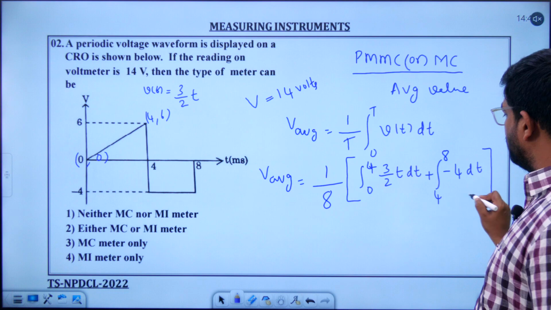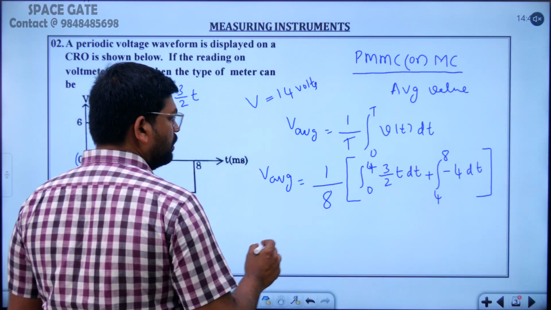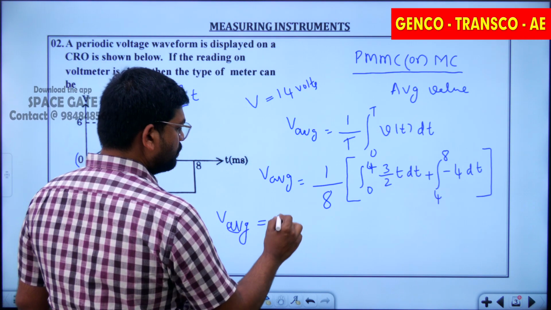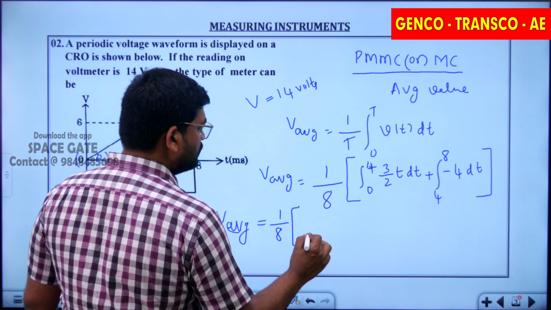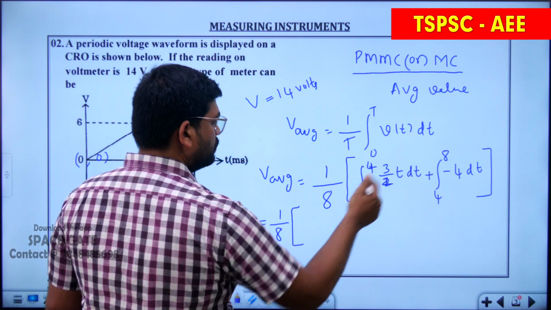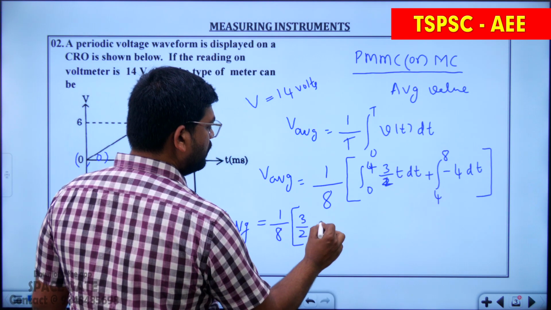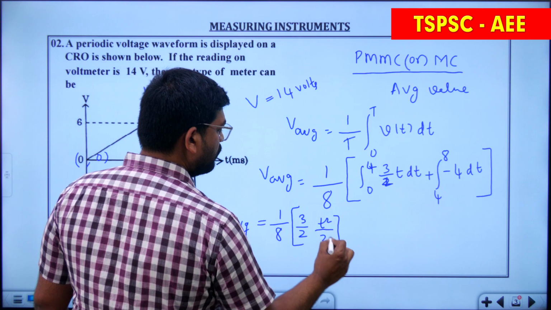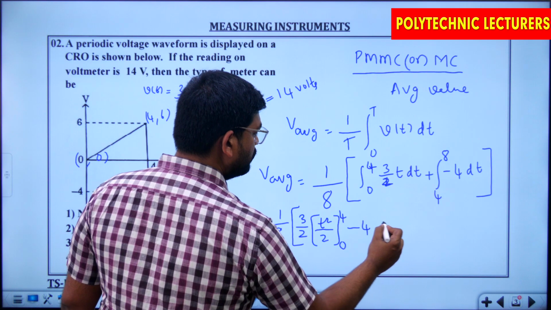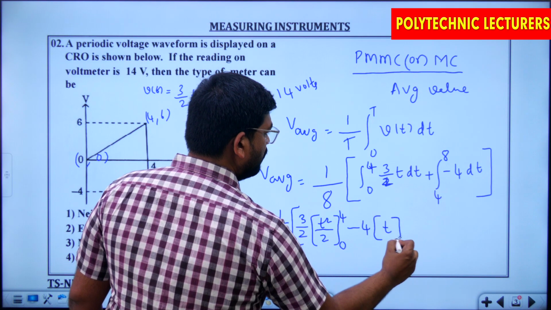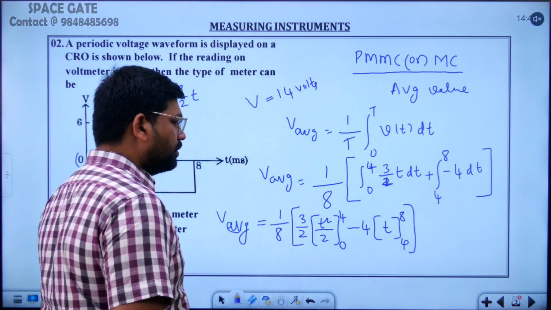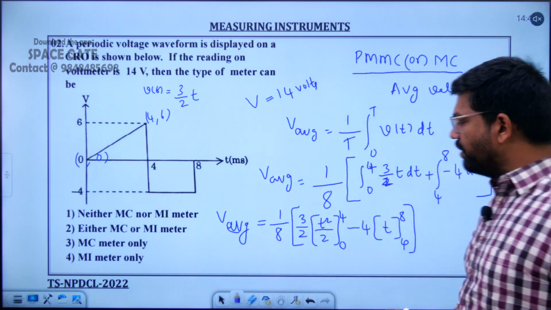Now we just need to do the integration and get the final answer for this. So if you do that integration, what will be the result we get? 3 by 2, right or not? 3 by 2 is there. So simply it is constant only. So t means t square by 2. Limits are 0 to 4. Next one is minus 4 into, here constant means t will come, limits are 4 to 8. Got the point?